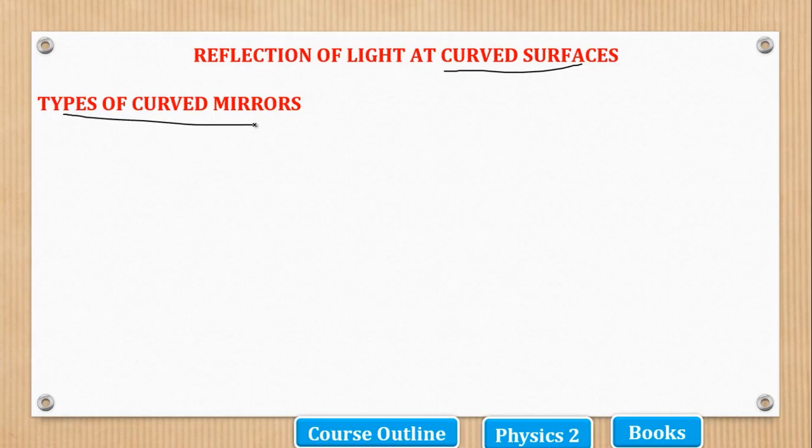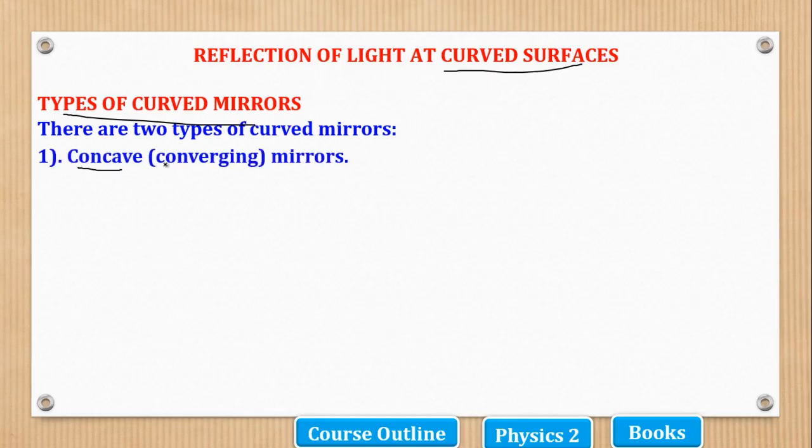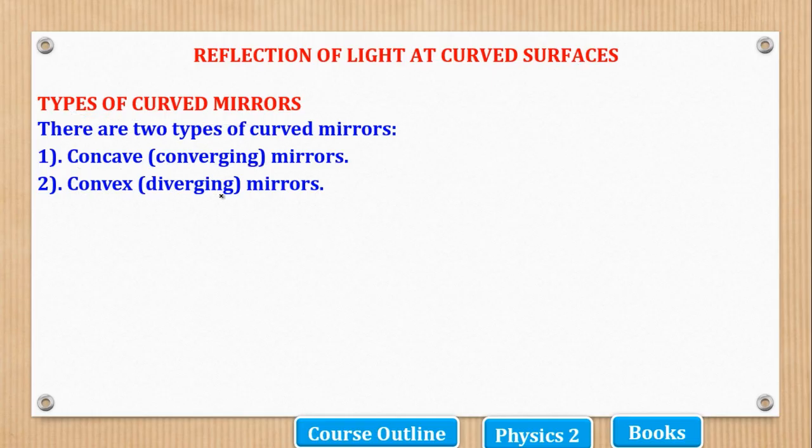Now we shall start our topic, reflection of light at curved surfaces. In A-Level, curved surfaces are the same as curved mirrors. There are mainly 2 types of curved mirrors which you are interested in. They are the same mirrors you covered in O-Level. One is called a concave mirror or a converging mirror. The second one is called a convex mirror or a diverging mirror. These are the 2 types of mirrors which we are interested in this topic.